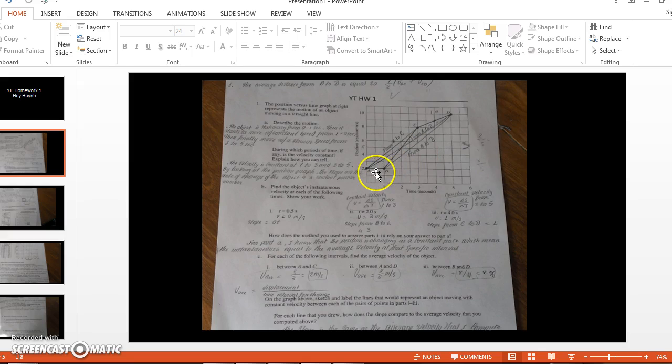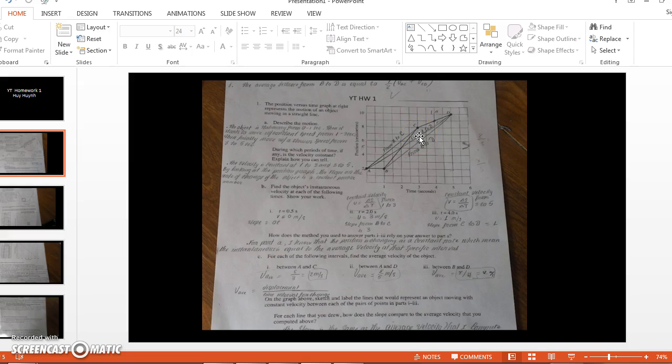So basically, as you can see, from 0 to 1, the position doesn't change at all. The slope stays 0, and then starting from 1 to 3, the position goes from 2 to 8, and then from 3 to 5, the position changes from 8 to 10.